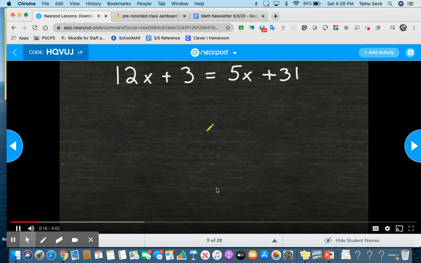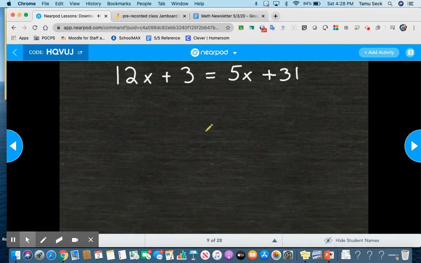In this equation, we are trying to figure out what is the value of x. But notice in this equation, we have two x terms, one on the left-hand side of our equal sign and one on the right-hand side of our equal sign. So the first thing that we have to do is move one of those x terms to the other side of the equal sign and combine it with the other x term.